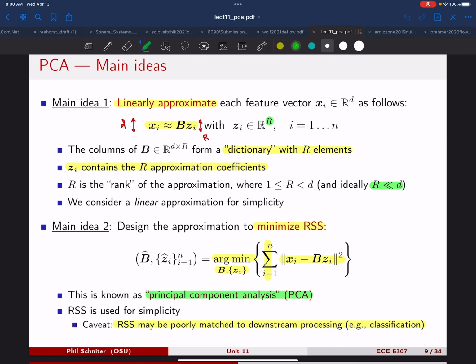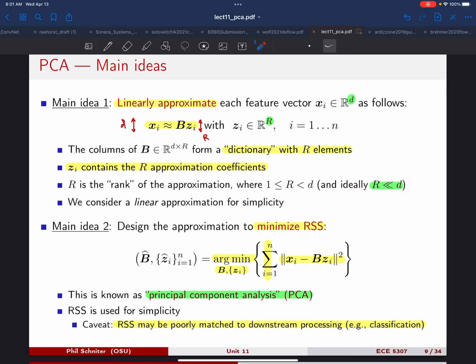Okay, good morning, everyone. Today we're going to continue our discussion of PCA. We're going to focus a little bit more on implementation today, but let's just review the main idea. PCA is a way to take high-dimensional feature vectors. So we have vectors in R^D, and we would like to approximate them using a linear combination of a few columns of this matrix B. Matrix B is going to have R columns, and so we have R approximation coefficients. Each one of these x_i's is going to be represented by this z_i vector, and ideally the dimension of those z_i vectors is much less than the original feature dimension D.